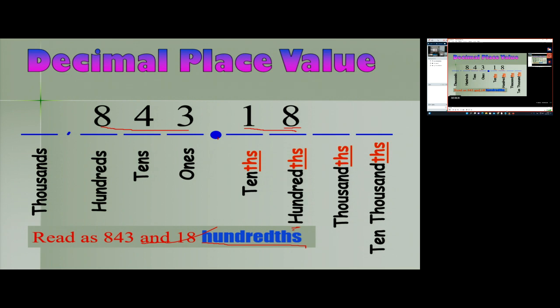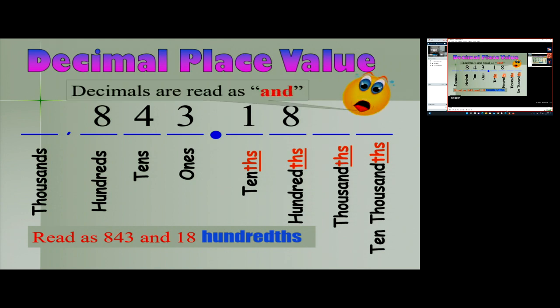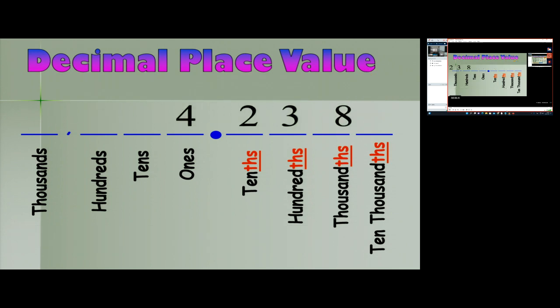Okay? Can you follow? Let us have one more. Okay. How about this number? How do you read that number? 4. What is the decimal point? We read it as "and".